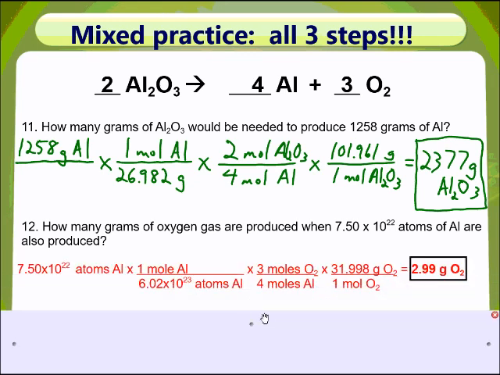Okay, let's check your work. We start with 7.50 times 10 to the 22nd atoms of aluminum. So step 1 is necessary. We have to convert to moles. Once we convert to moles, we go to our mole to mole ratio. Moles of aluminum on bottom, moles of our unknown on top. And they wanted to know grams of oxygen, so we need this last step 3. 1 mole of oxygen has 31.998 grams of oxygen. We do the math. Our answer is 2.99 grams of oxygen.